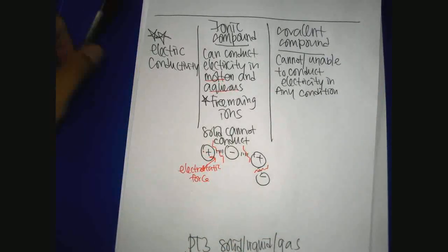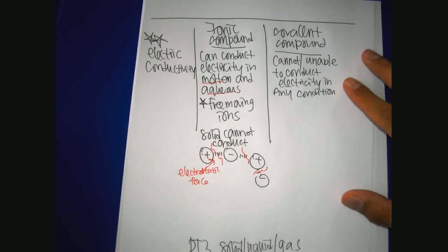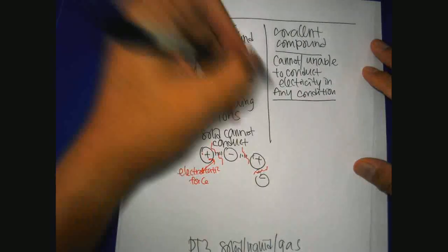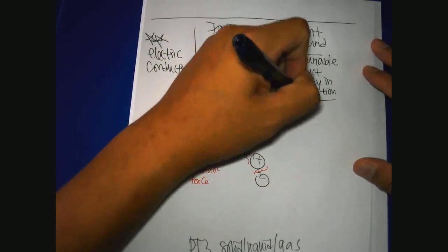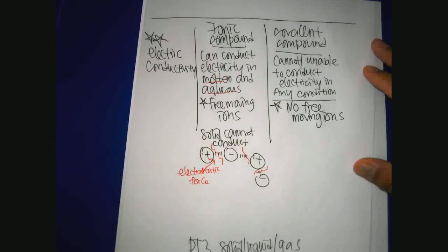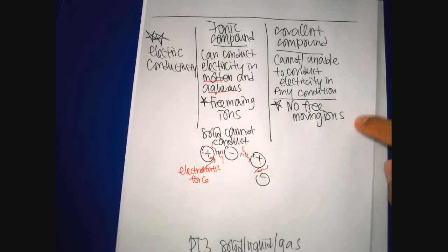Now for covalent compound, how come it cannot conduct electricity at all in any particular condition? Of course the simple answer, we know that if you cannot conduct, it means that you don't have any free moving ions. Simple as that. Because think about electric conductivity, think about free moving ions, think about melting and boiling point, think about forces and heat. Now we can go in deep into why covalent compound doesn't have any free moving ion.